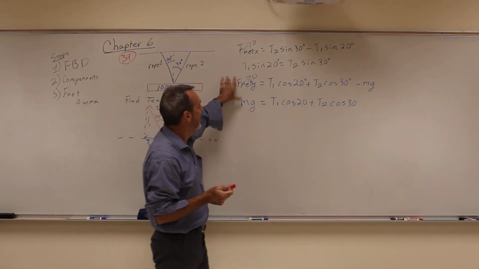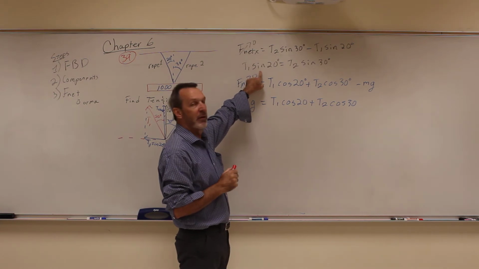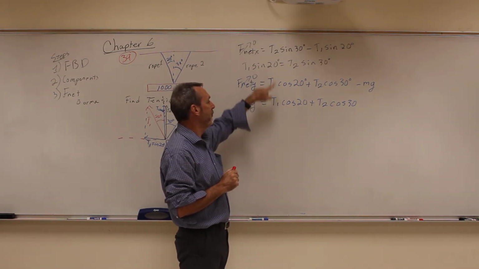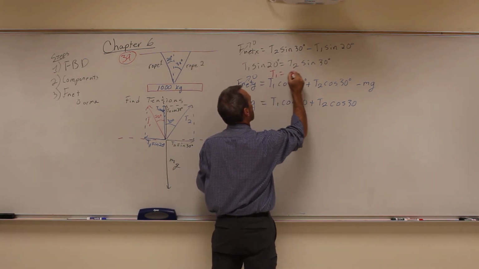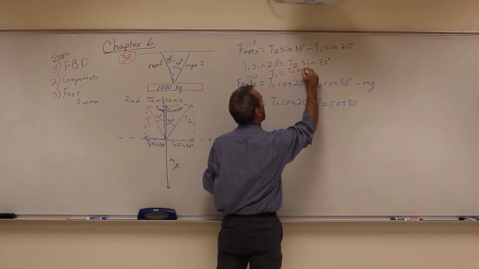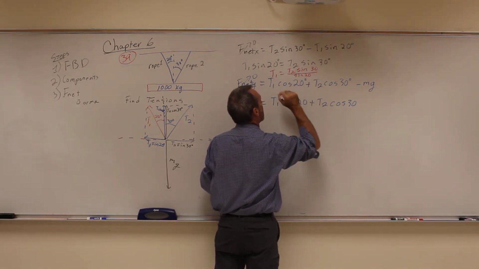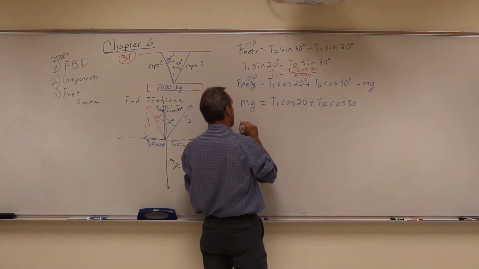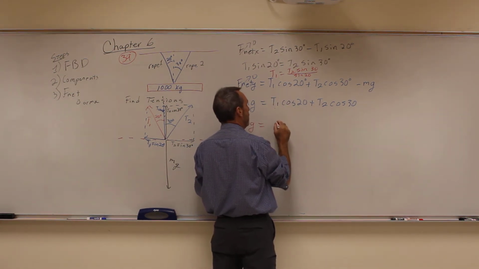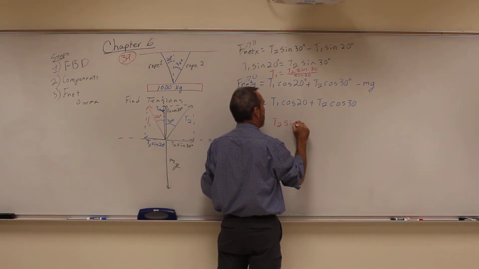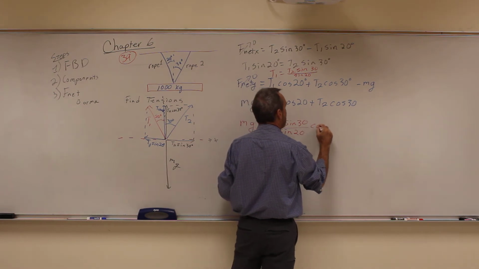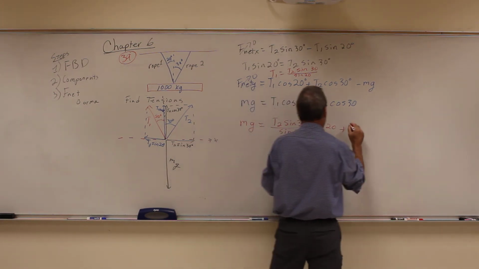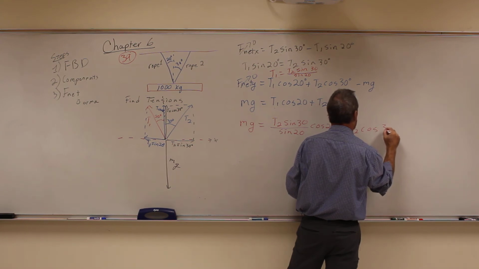I can solve that. The easiest way up here is I'm going to solve this for one of them. I can do either one and then plug it into here or substitute. So I'm going to solve this up here for T1. So then T1 is equal to T2 sine of 30 divided by the sine of 20. And then I'm going to plug that into here. So this will become mg is equal to T2 sine of 30 over the sine of 20 all times the cosine of 20 plus T2 cosine of 30.